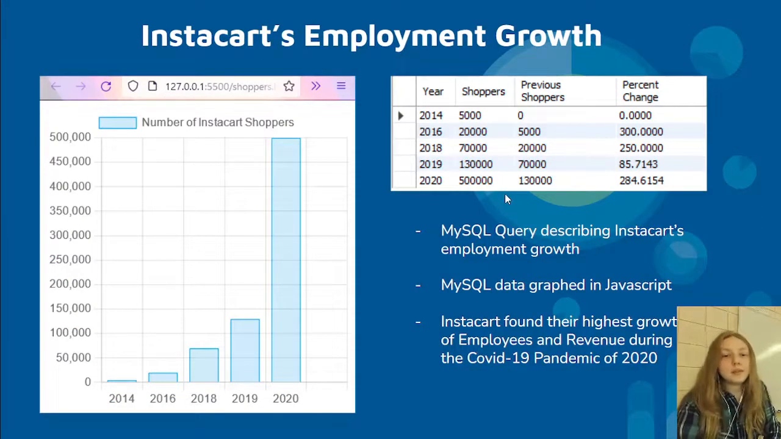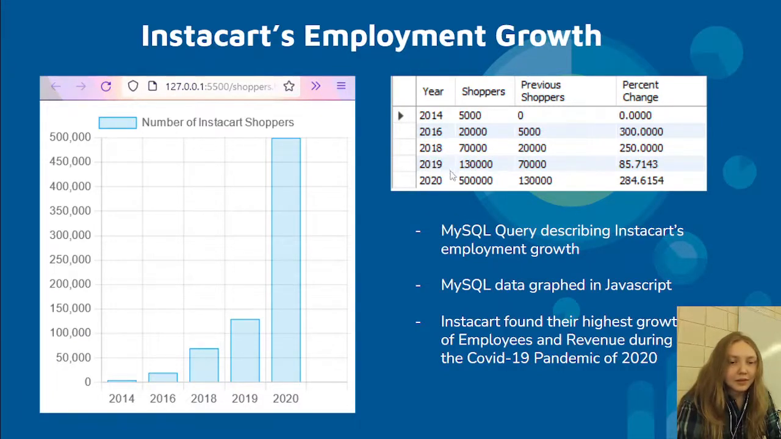And here, with information available online, we can see the number of Instacart shoppers in 2014, 2016, 2018, 2019, and 2020. And this is a MySQL query on the right that shows basically the data inputs. We can see the year, the amount of shoppers, followed by the previous shoppers. We can see a pretty slow and steady increase between 2014 and 2019. And then during 2020 is when we can see a very drastic increase in the number of people working for Instacart.